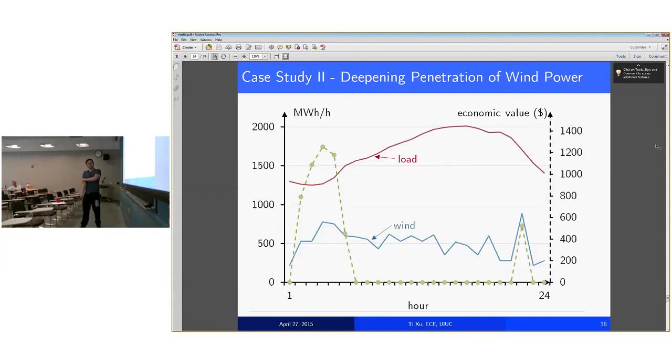Then I run the simulation over a day. We can see that the economic value of inertia becomes non-zero only when the load is relatively low or the wind is very high. That means when the load is pretty low, there is a need to provide inertia into the system.